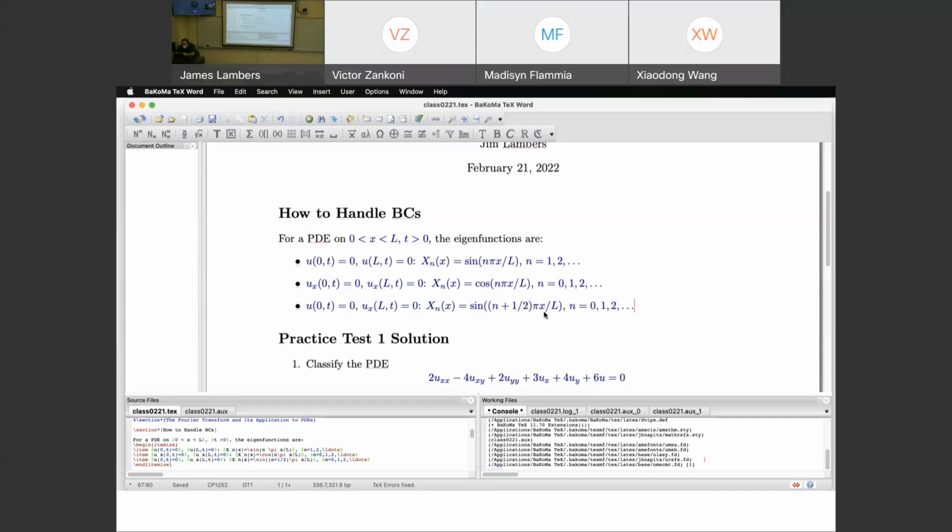Then if you take a derivative of this, you're going to get cosine of this times something. You plug in x equals L, and you're going to get cosine of an odd multiple of pi over 2, which is 0.